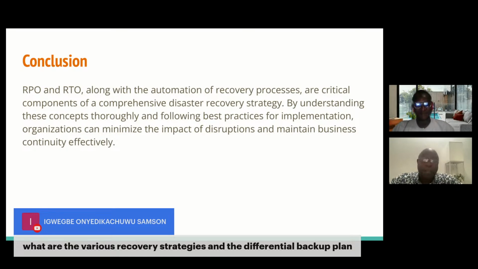Okay, so I'm going to tell you something. You are in the cloud, and you're in the cloud because you don't want to do all the spending on maintenance. And trust me, the cloud has all the tools for you to do recovery.